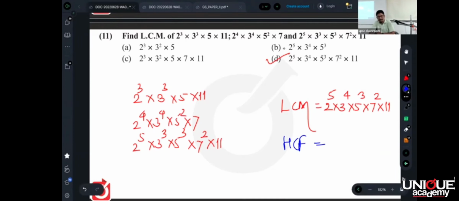Suppose you had been asked the HCF in this one. What would have been your HCF? You just try to get it. 1080, 36 into that.